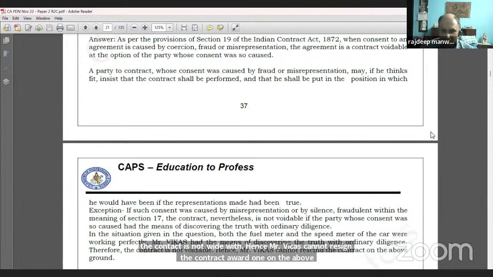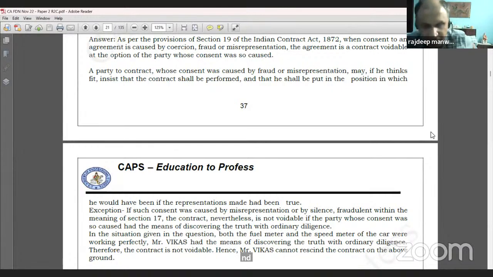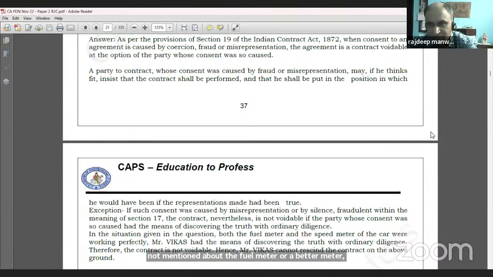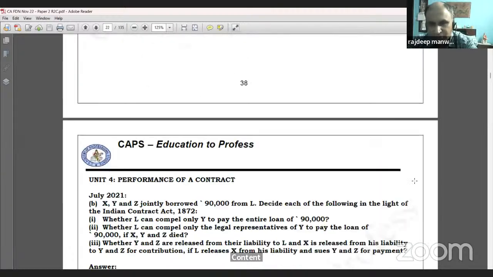Okay. We made a mistake. I didn't listen to that part that the fuel meter and the petrol meter were running properly. So, by ordinary diligence, he could make out the truth. Sorry. But if they had not mentioned the fuel meter or petrol meter, then he can rescind the contract, correct? Yeah. Thank you, sir. Thank you very much for pointing it out.